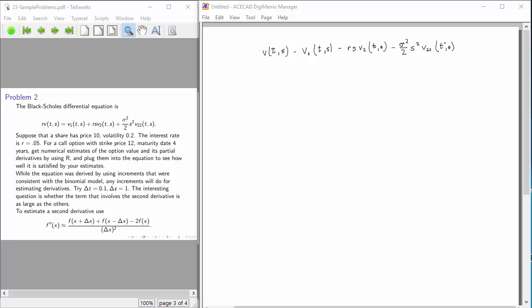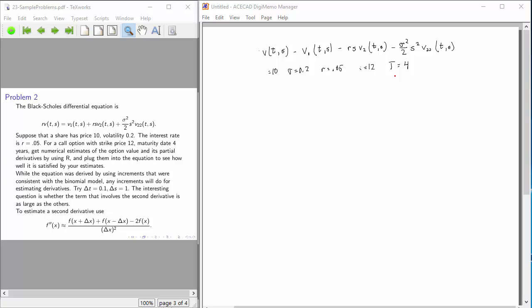Price is equal to 10. Volatility is equal to 0.2. The interest rate is 0.05. The strike price for the option is 12. And the total time to maturity is 4 years.